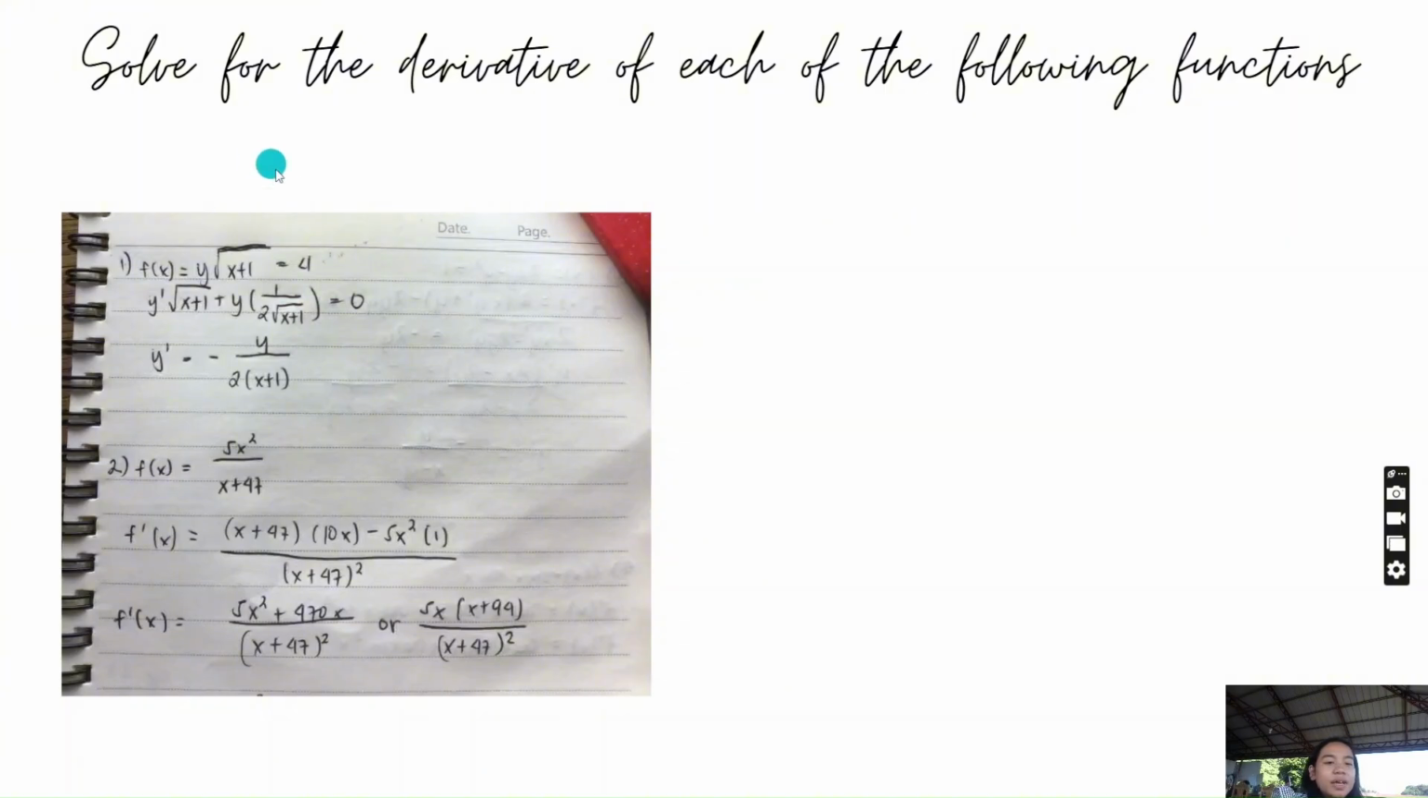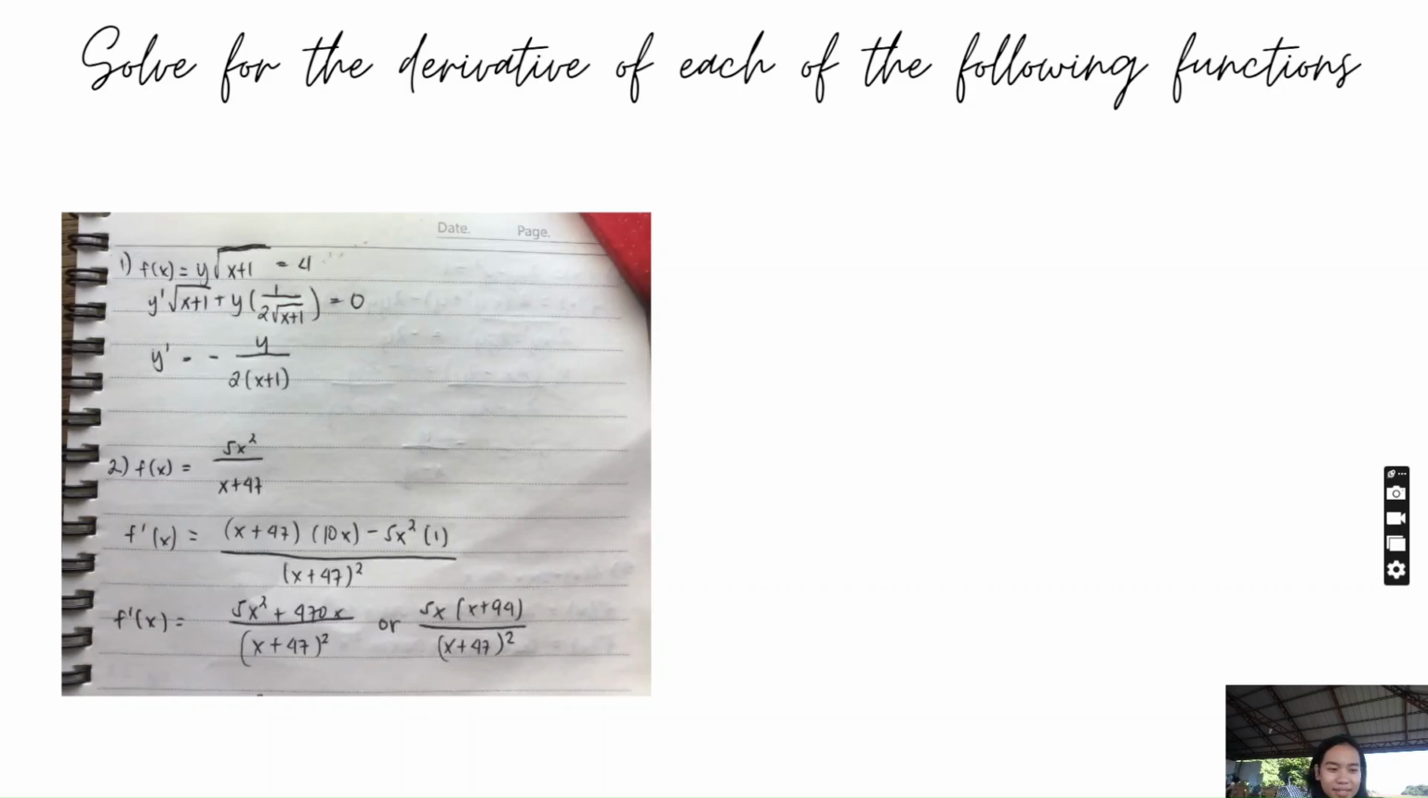The reason why we equate it to 0 in this process is because the derivative of 4, which is a constant, will always be 0. And from the left side, which is y times the square root of x plus 1, we obtain y prime times the square root of x plus 1 plus y times the quantity of 1 all over 2 times the square root of x plus 1.